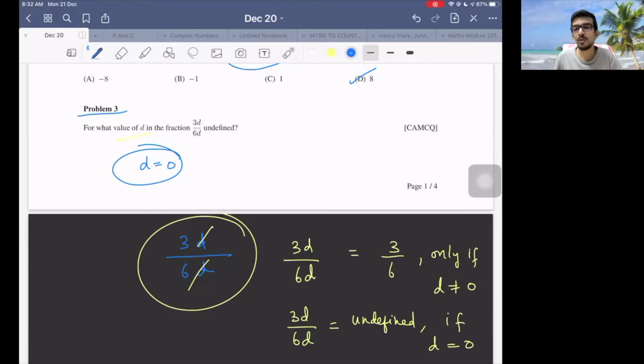Have you learnt about functions? I hope you would have heard about functions and their domain, the domain of a function.